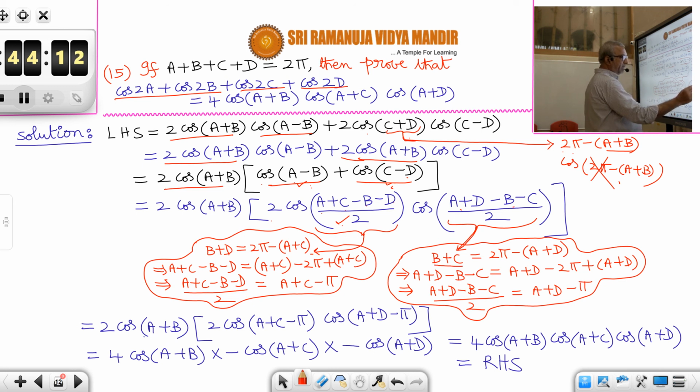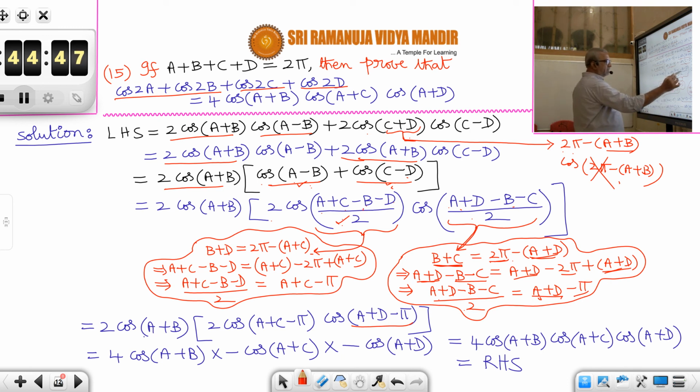Here we have a plus d minus (b plus c). So I am taking b plus c. B plus c is equal to what? 2 pi minus (a plus d). Then a plus d minus (b plus c) is a plus d minus 2 pi plus (a plus d). Then you divide by 2: 2 times (a plus d) by 2, you will get (a plus d) minus 2 pi by 2, minus pi. So this angle can be written as a plus d minus pi. So in the next step it becomes a plus d minus pi.